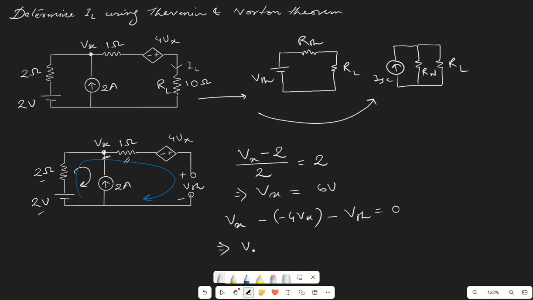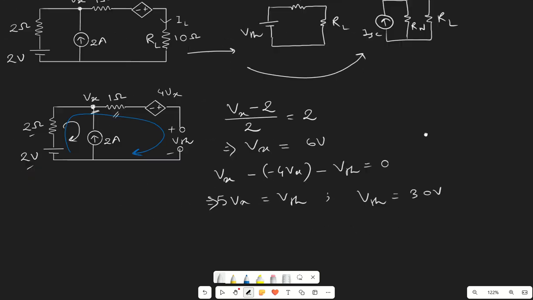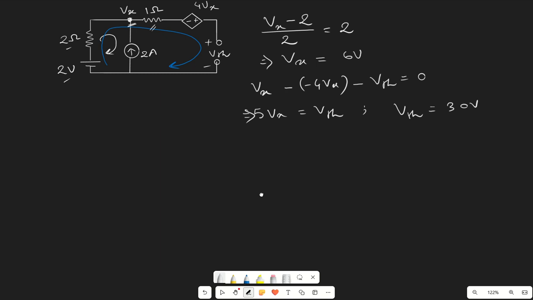So what we have here is 5 times of Vx equals to VTH, and we already have the value of Vx, so therefore VTH equals to 5 into 6 equals to 30 volt. Okay, so I guess this is understood. Now next what we have to do is we have to determine the value of ISC. So let's see what will be the value of ISC.